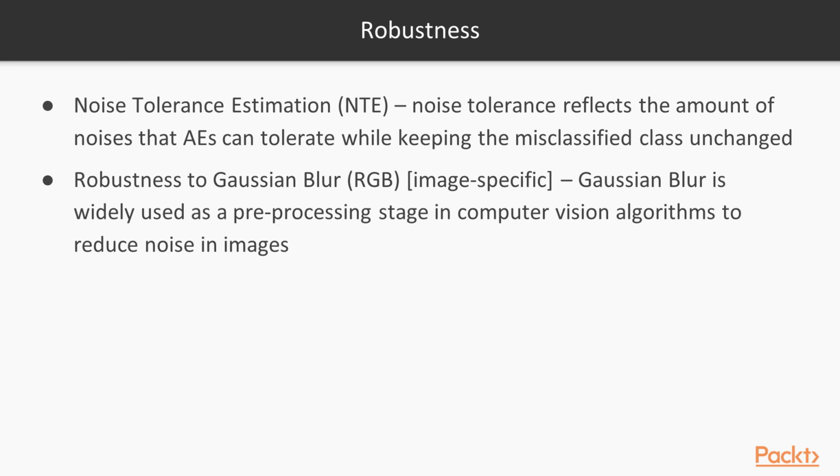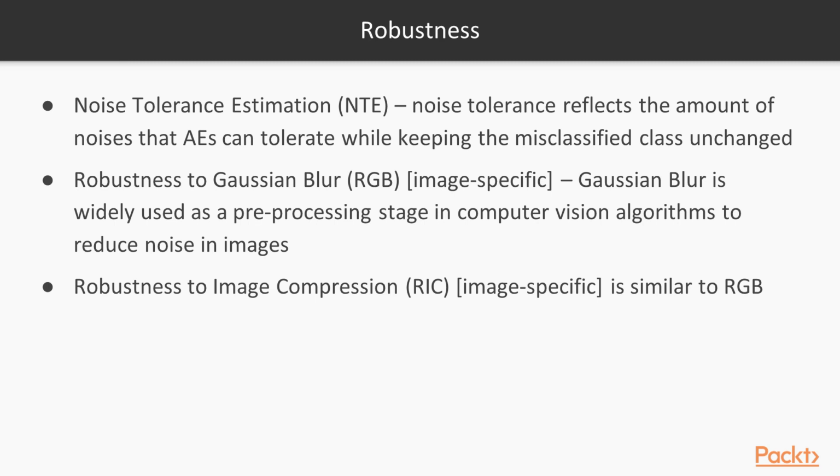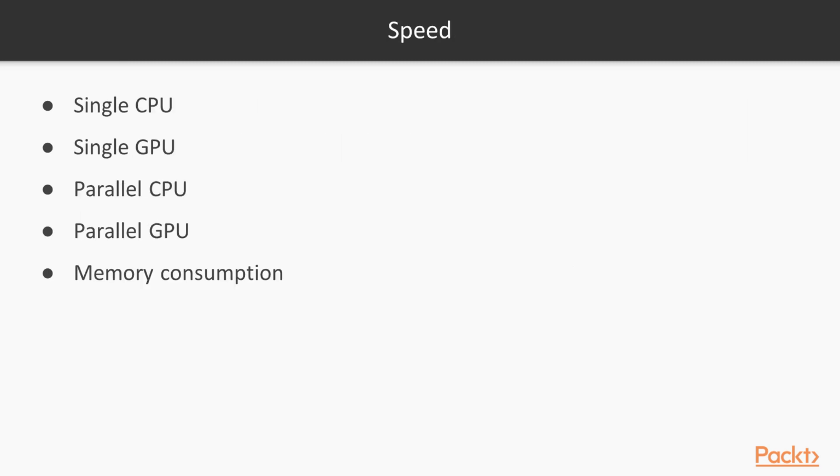Then we have robustness to Gaussian blur, which is an image-specific measure, widely used as a pre-processing stage in computer vision algorithms to reduce noise in images. And robustness to image compression, RIC, is also an image-specific measure, which is quite similar to RGB. Speed is another important property, especially for most recent attacks. It's noteworthy if an attack can work with GPU and can benefit from it.